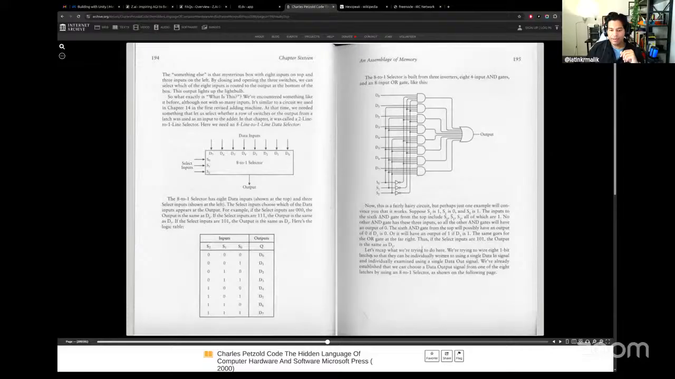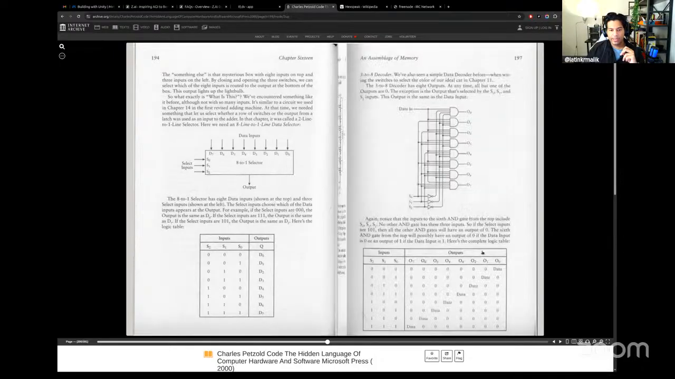So let's recap what we are trying to do here. We are trying to wire 8 1-bit latches so that they can be individually written to using a single data in signal and individually examined using a single data out signal. We have established that we can choose a data output signal from one of the 8 latches by using this 8 to 1 selector, as shown on the following page.